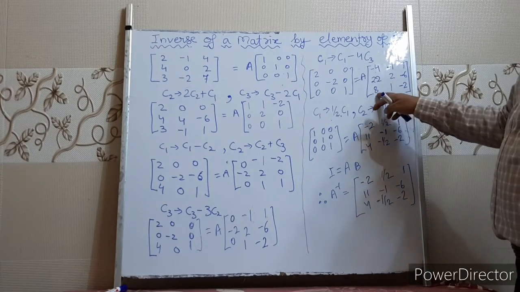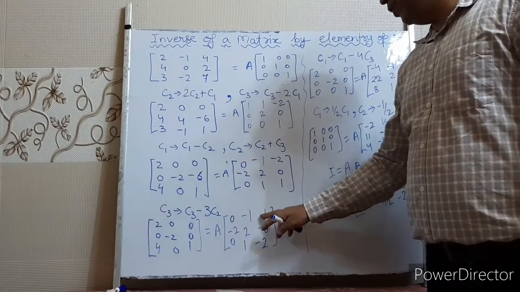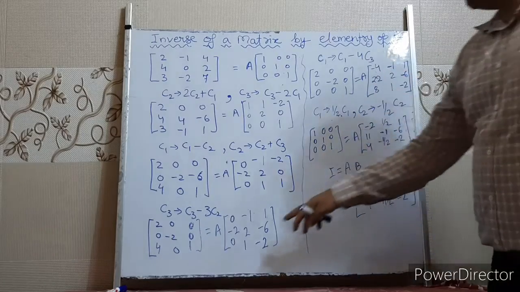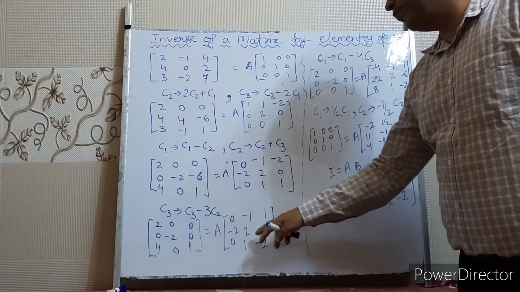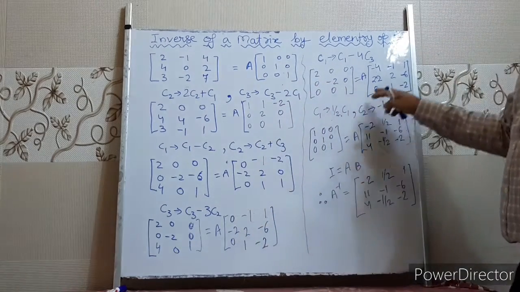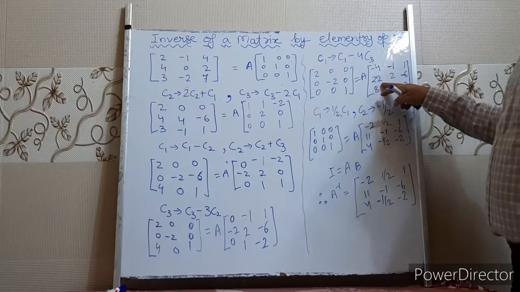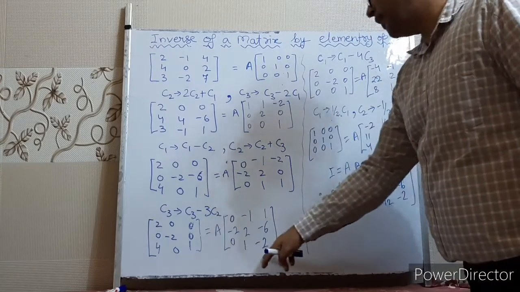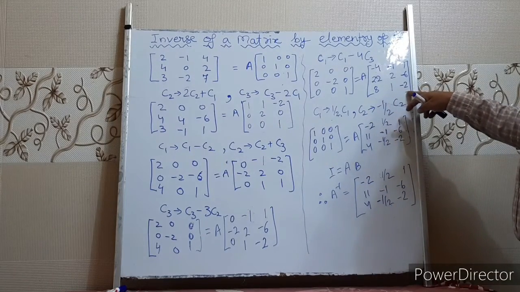Same operation they are applying here. When you multiply 4 here, it will become 4. 0 minus 4, it will become minus 4. Minus 2, minus 6 times 4 is 24, so it will become minus 24. So minus 2 minus of minus 24 will become plus 24, that will be minus 2 plus 24, plus 22. This will become minus 8. 0 minus of minus 8 will become plus 8. Again C2 and C3 will remain same.